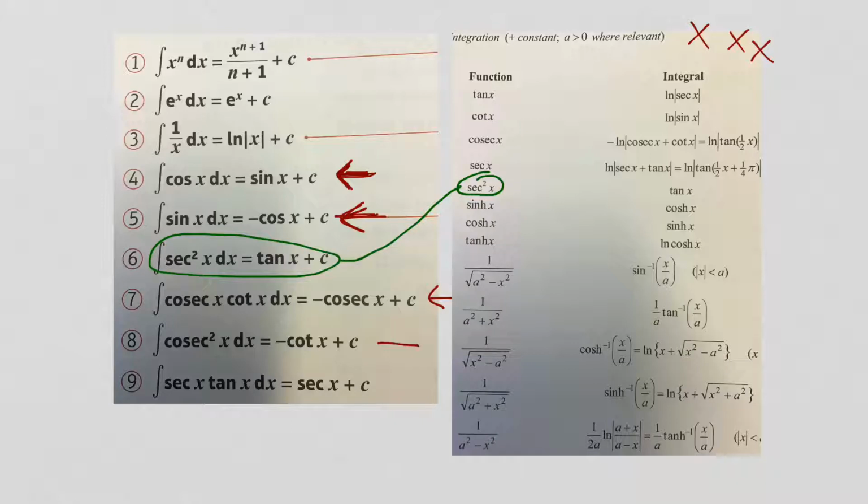Cosec squared x, again, is not in your formula booklet, which is one that you will therefore need to learn. And finally, sec x tan x, that is not one that's in your formula booklet, so that's also one that you will need to learn.